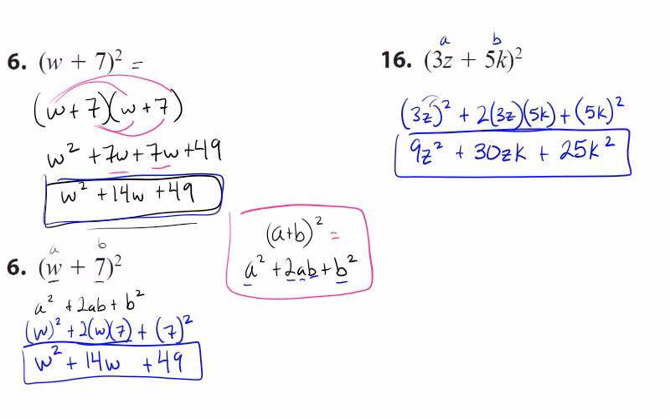All right, and remember the other way you could have done this if you wanted to is you could have said, okay, well, let me just multiply 3Z plus 5K by itself and then FOIL, right? And you would get the same answer. All right, so your preference.